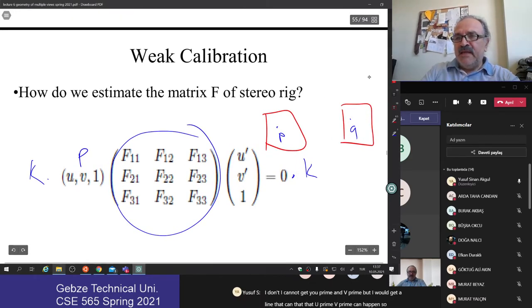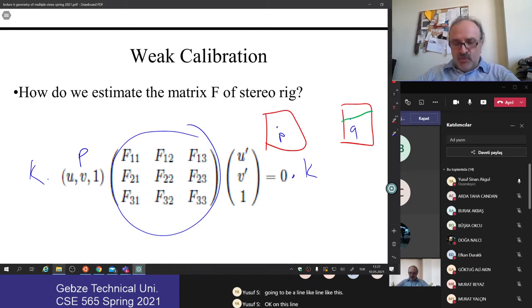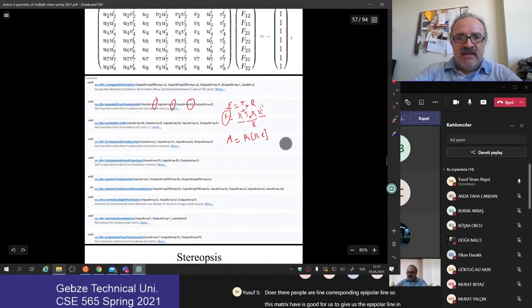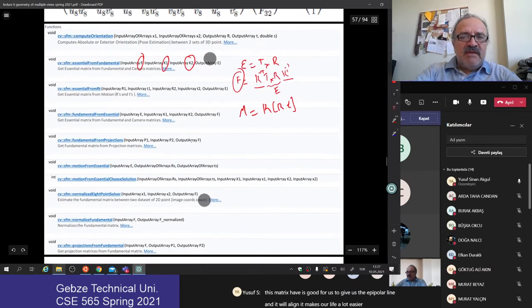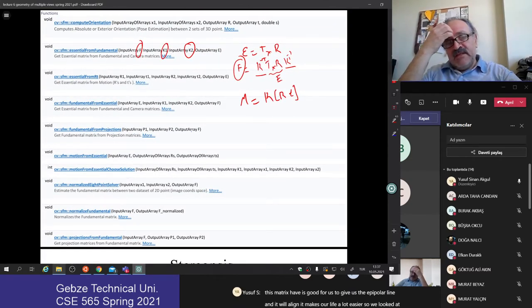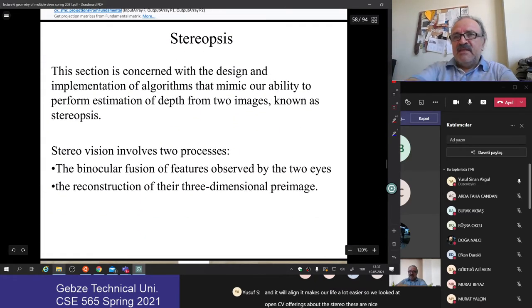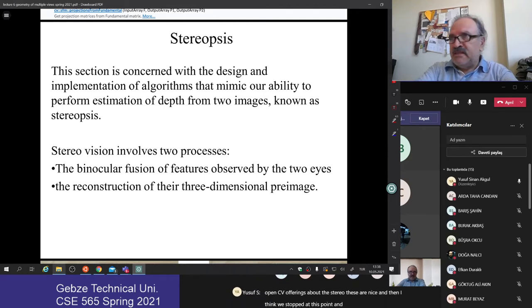So it's going to be a line like this. On this line, you are going to make your search. That's the epipolar line, corresponding epipolar line. So this matrix F is good for us to give us the epipolar line, and the epipolar line makes our life a lot easier. Okay, so we looked at the OpenCV offerings about the stereo. These are all nice. And then I think we stopped at this point, and today we will continue on this. Any questions about stereo from last week's lectures?